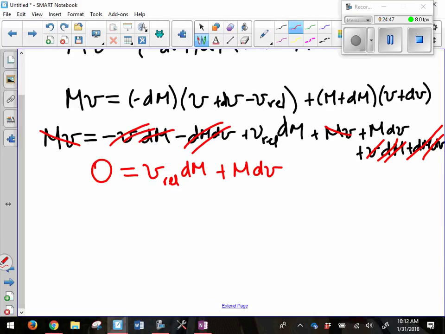And in calculus, we like to have the dms, the differentials, we can use that word because we all know what it means. We like to have the differentials on different sides of the equation. So I'm going to write this as negative vrel dm is equal to mdv.